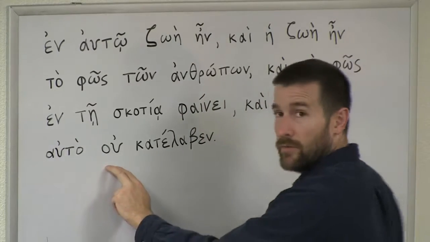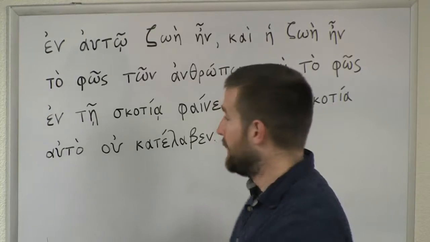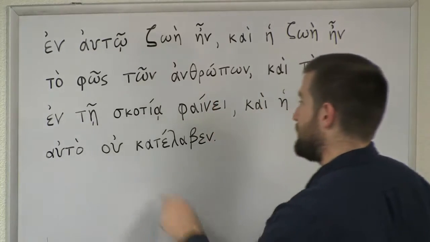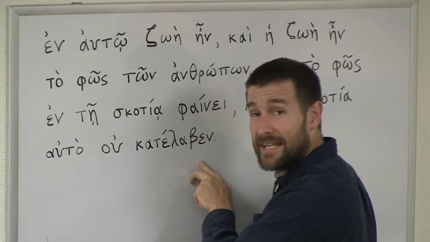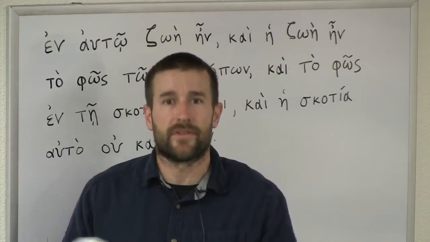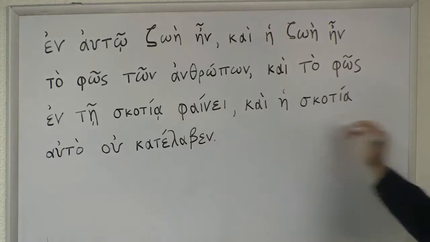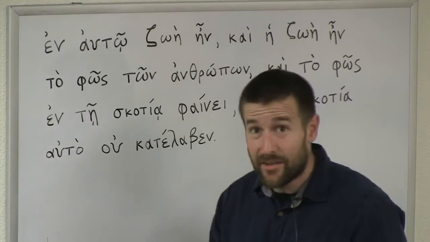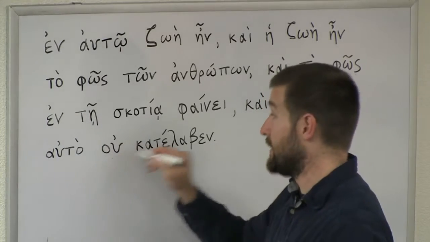U means what? We just learned it in the last lesson on verse 3. U means not, because we learned the word uthe, which contains this within it. And then katelaven is the comprehended part of the verse, or understood. What does it mean to comprehend? To understand something, right? So this last phrase is keiskotia, and the darkness, afto, it, not comprehended.